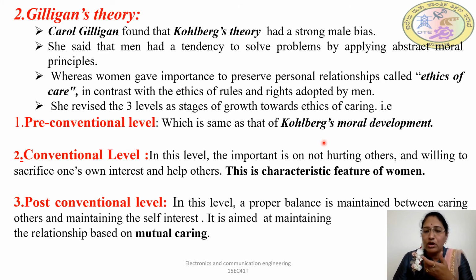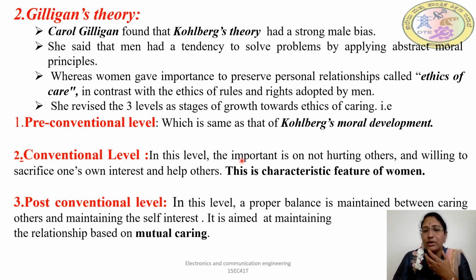In the same way Kohlberg defined moral development, she defined the first level. The second level is different. In this level, the important thing is not hurting others, and being willing to sacrifice one's own interest and help others. This is the characteristic feature of a woman.